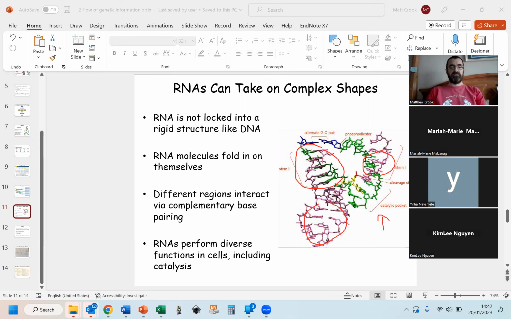A good example of a ribozyme is ribosomal RNA, if I can spell it. And ribosomal RNA forms the peptide bond between amino acids. It's not the protein in the ribosome that does this. Well, the ribosome does, but it's the RNA, not the protein.